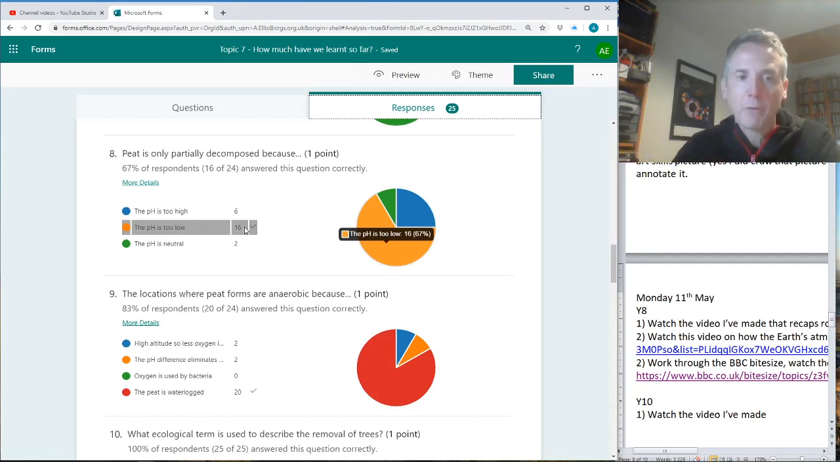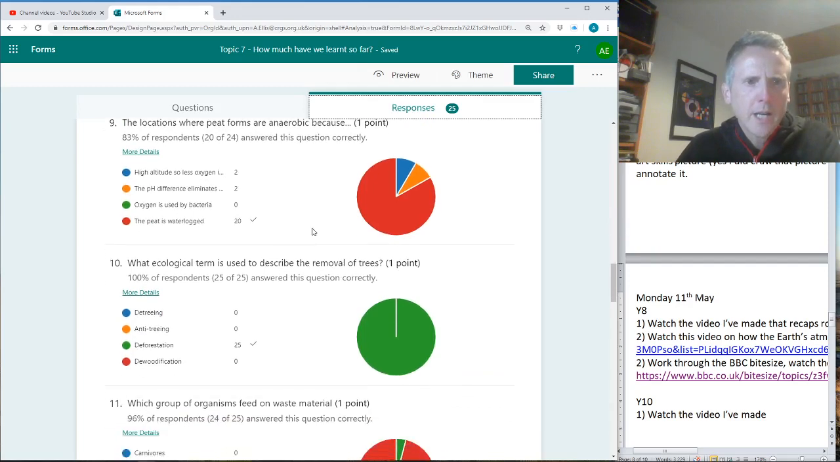So we pickle things to stop them going off, so we know that low pH stops things from going off. Admittedly, high pH would stop them going off as well, but alkalis tend to dissolve fats as well. Like bleach is a high pH, and it's good for dissolving grease and things. So yeah, you won't have a lot left. It'd just be sludge left. Sludge, technical term, sludge.